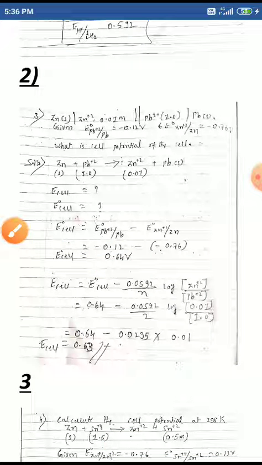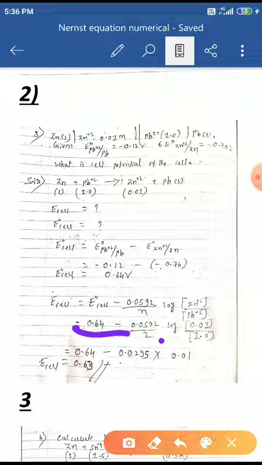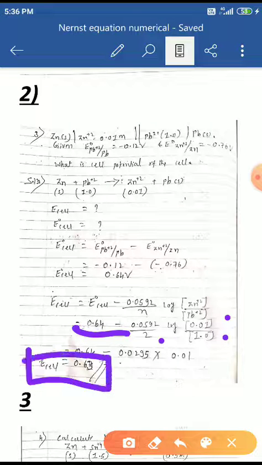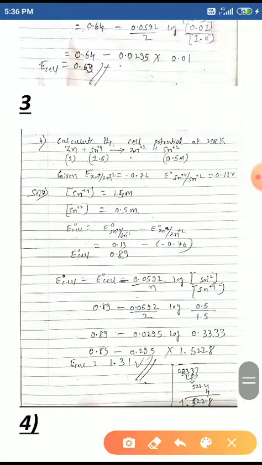So this 0.64 value we have to put here in this reaction, and the 2 electrons are transferred here, and the zinc ion by lead ion concentration you determine. You got the E cell value as 0.63. Right, students? Okay, one of the last examples, students.